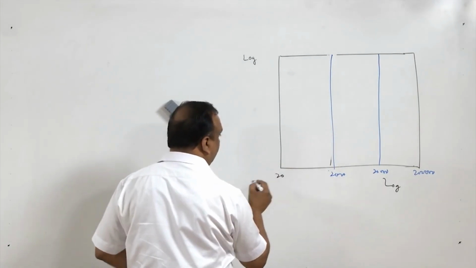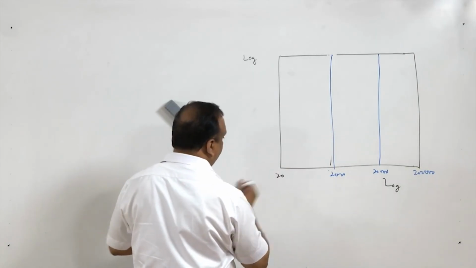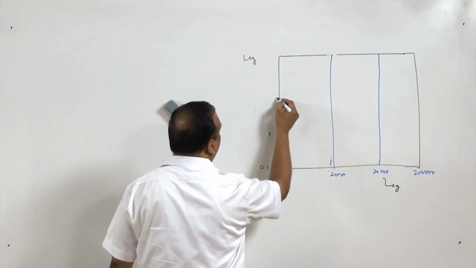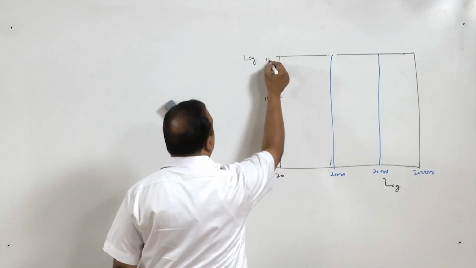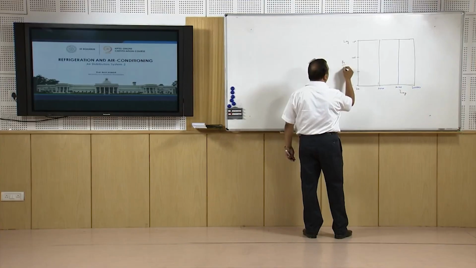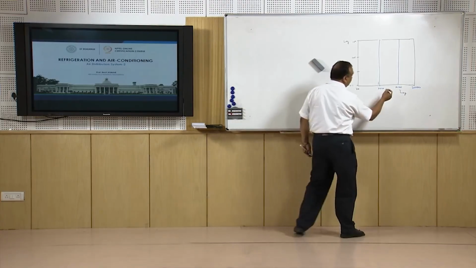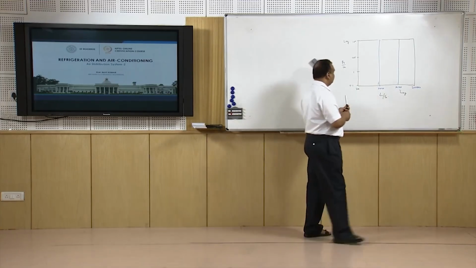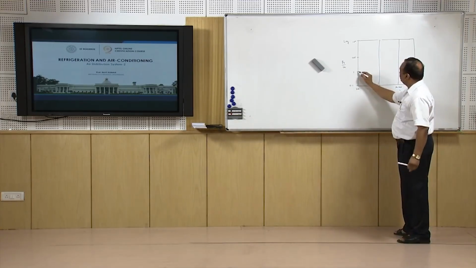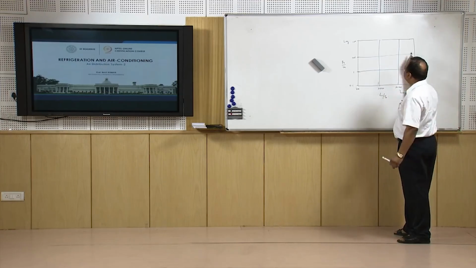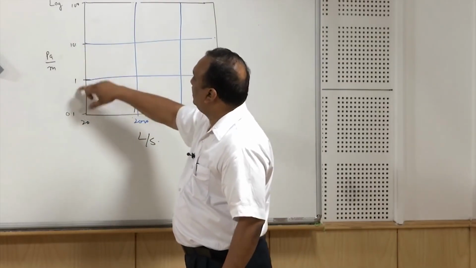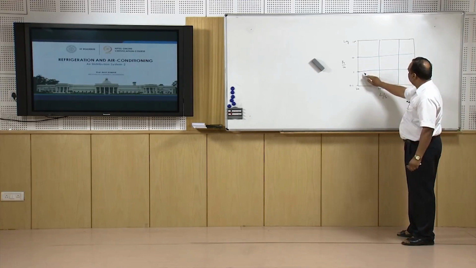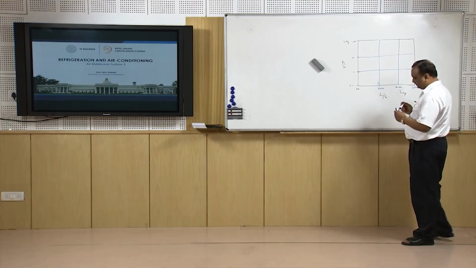Similarly, starting from here, 0.1 Pascal, then it is going to be 1 Pascal, 10 Pascal and 100 Pascal. This is Pascal per meter. And on the x-axis it is liters per second. So definitely the horizontal lines show the constant duct friction. Now this is 10 Pascal, not 100 Pascal. So 1, 10, 100. Now these horizontal lines are constant duct friction lines and vertical lines are constant discharge lines.